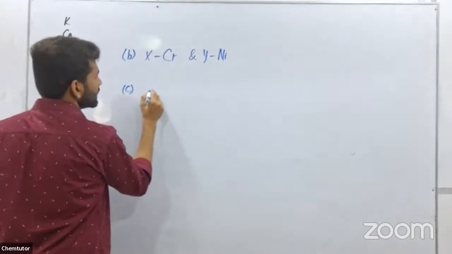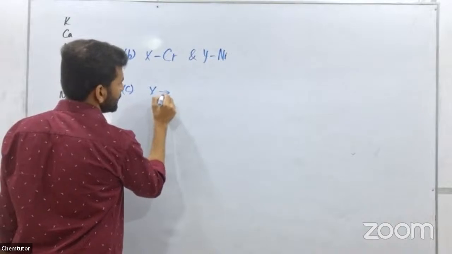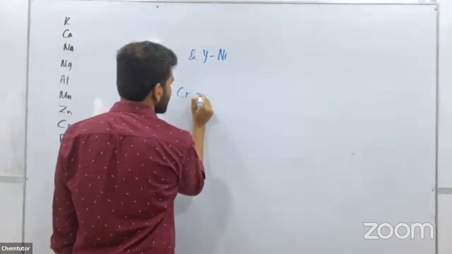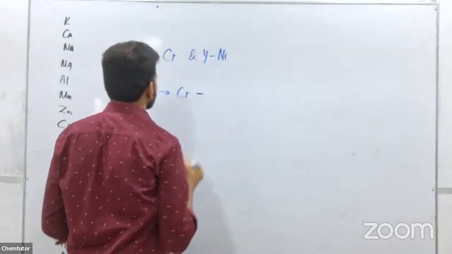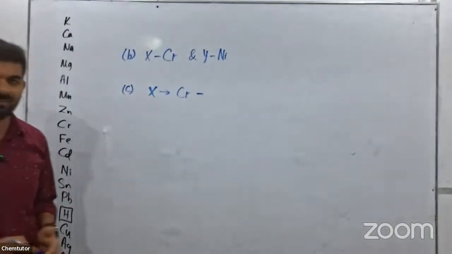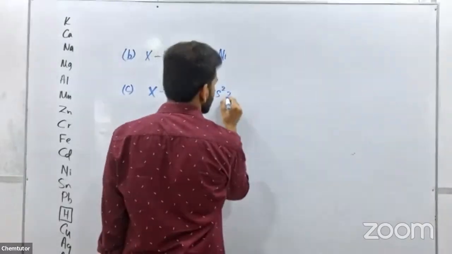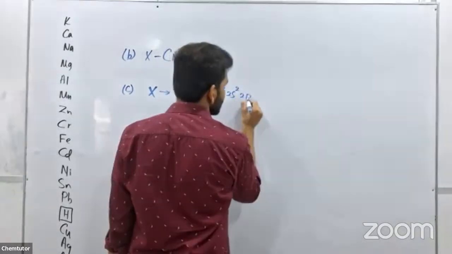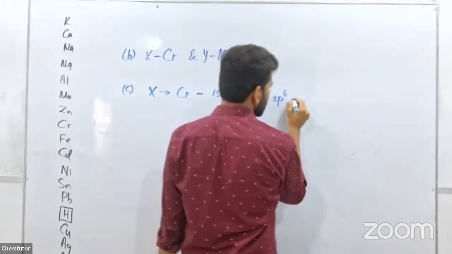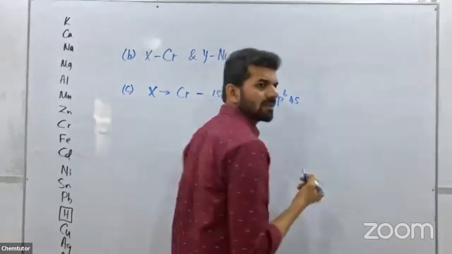Right. How do you write the electron configurations? So X is chromium. What is the atomic number of chromium? 24. So then how do you write the electron configuration? 1s2, 2s2, 2p6, 3s2.